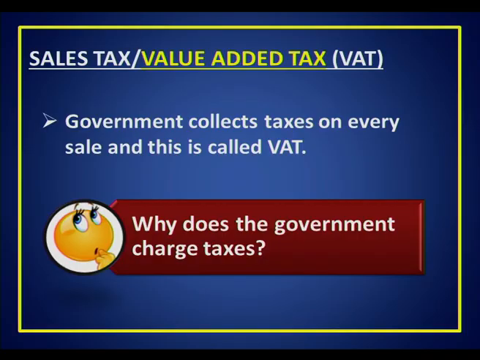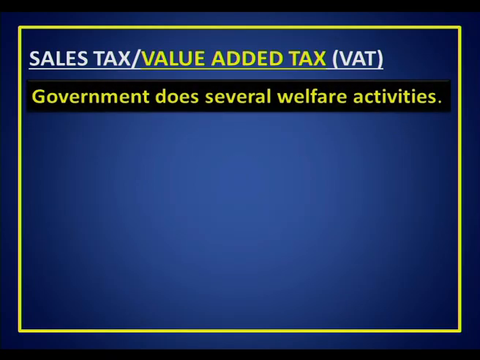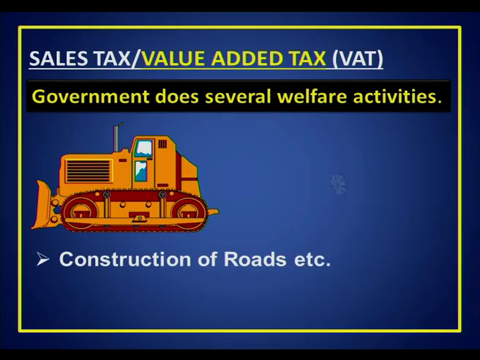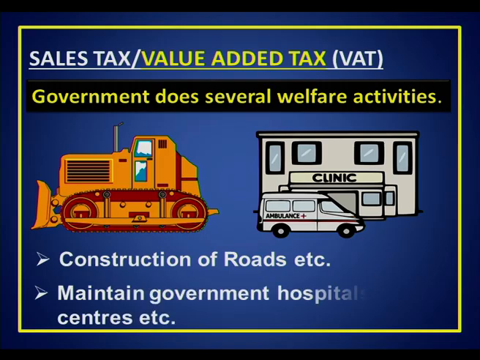Yes, let us see. Government does several welfare activities. You might have seen in news or even in newspaper, right? That is laying the roads. Not only that, construction of hospitals, maintaining them. So, all these are welfare activities done by the government. Now, how do you think the government gets this money? Yes, they are going to collect it as taxes from us. Now, I think you understood why the government charges tax on us.